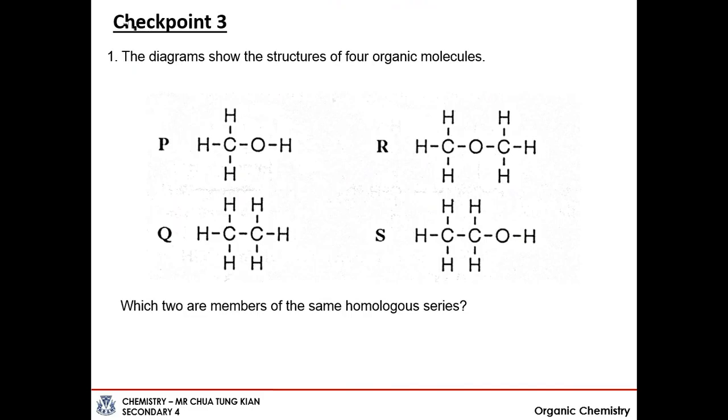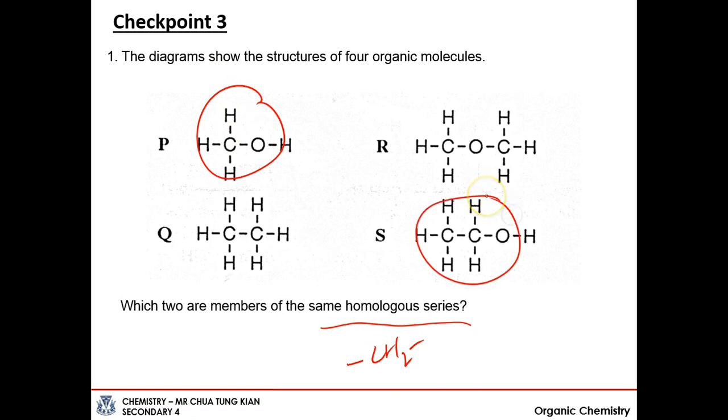You can pause the video now to attempt the checkpoint. Checkpoint 3. We have 4 organic molecules here, P, Q, R, S. Which two members are the same homologous series? So homologous series, they differ from the next member by a CH2. So if we take a look around, we have this and we have this.